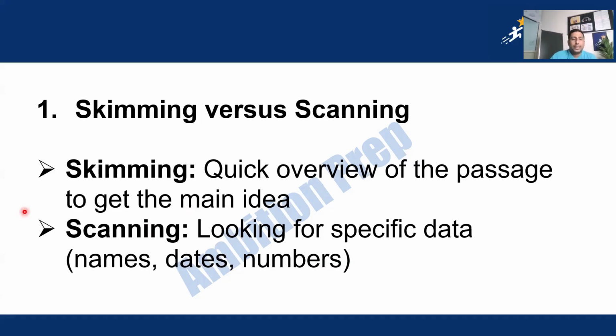See here a definition of skimming. Skimming means a quick overview of the passage to get the main idea. So when you read the passage, it will be a quick overview, but your purpose is to pick the main idea of the author, or the main idea of the passage, or what is the central point of the passage, why this passage has been written. Next, as I told you, scanning means finding out the specific location or specific data. So looking for specific data, names, dates and numbers. That becomes scanning.